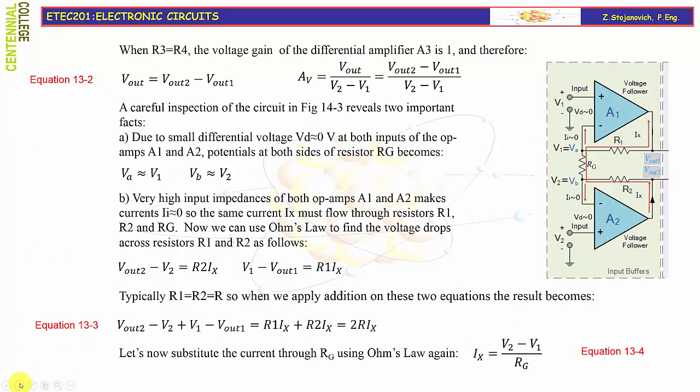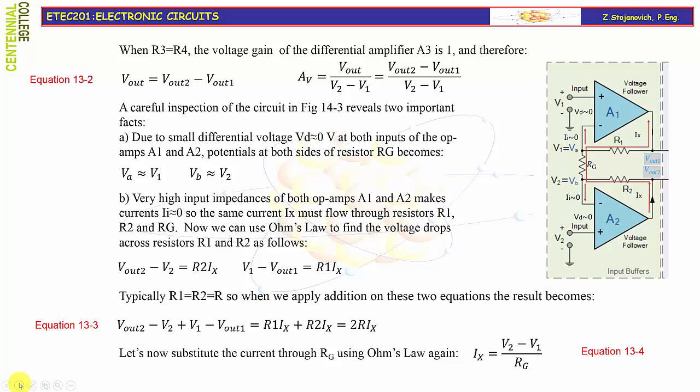When R3 is equal to R1, we saw earlier that the voltage gain of the differential amplifier A3 becomes 1, and therefore the output voltage is given as a difference between two input voltages of that differential amplifier, and those are Vout2 and Vout1 as shown in equation 13-3. That means that the original definition of the output voltage of instrumentation amplifier Vout over difference between two inputs, V2 and V1, becomes Vout2 minus Vout1 divided by V2 minus V1.